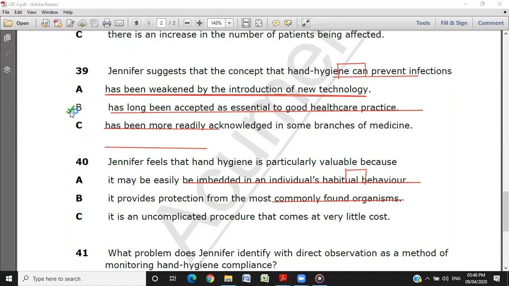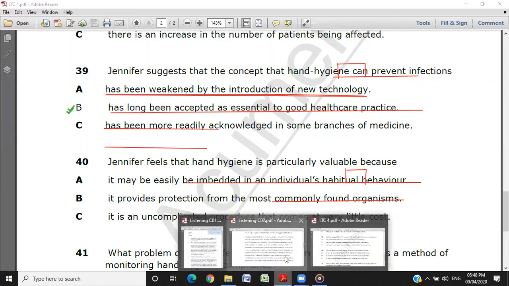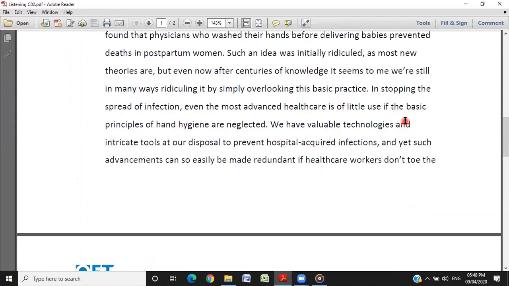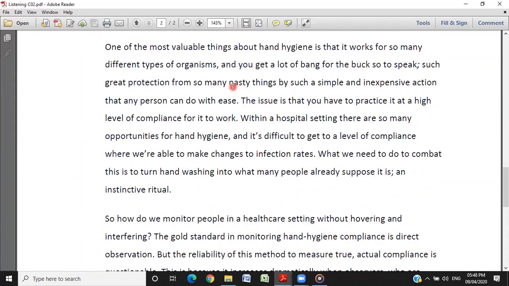And for 40, yeah, a lot of you could get the correct answer for 40, which is C, but some of you have also gone with B, most commonly found organisms. Again, here, as I discussed, she explained that many organisms, not most commonly found ones. Basically the point that she was trying to highlight is you get a lot of bang for the buck. So that was about the cost.